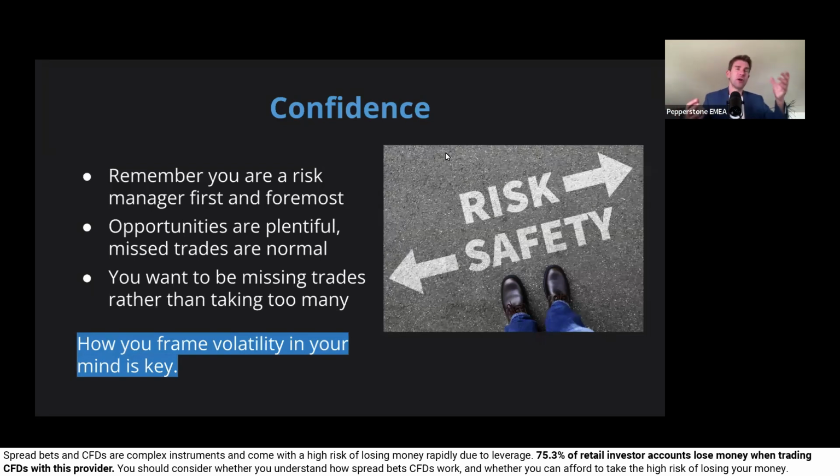It's chicken and egg. You haven't got any results to be confident about when you're a developing trader, but you need the confidence to kind of get the results. So what the hell am I going to do? And we'll perhaps cover that in more depth, but just think this: you're a risk manager first. If your process is sound, if you're managing risk effectively, you're doing better than most people. Opportunities are plentiful. Missed trades are normal.